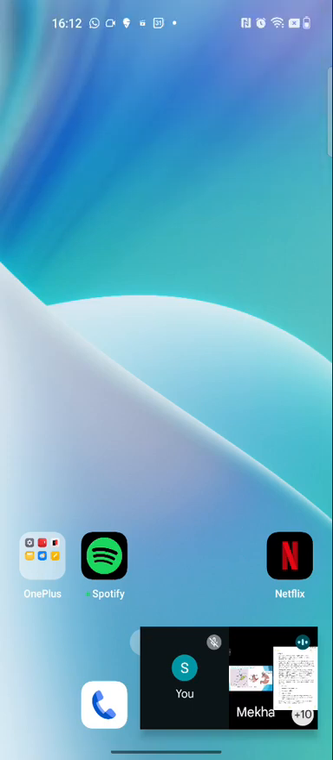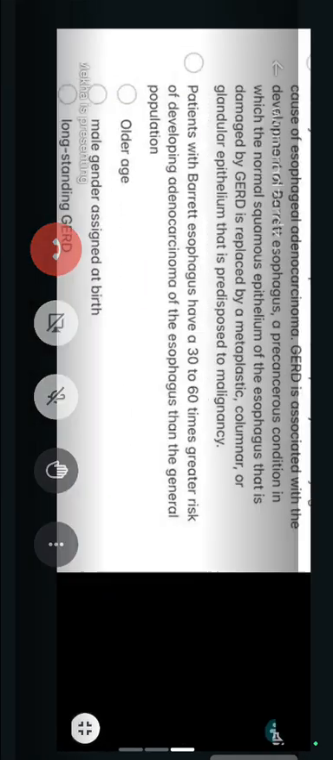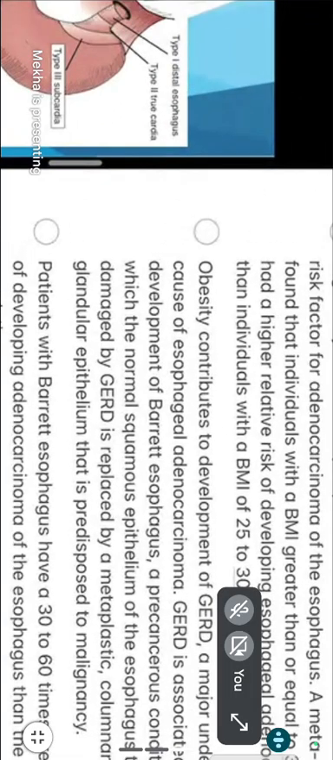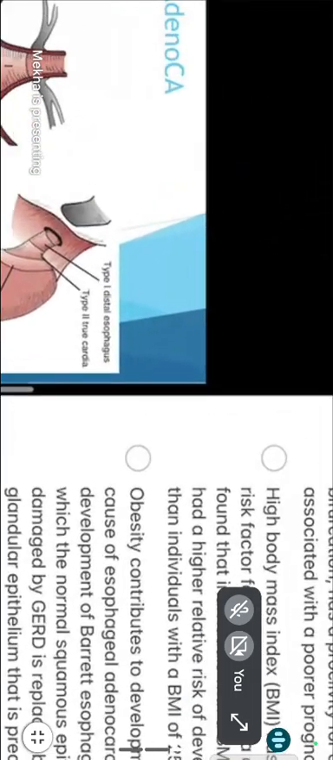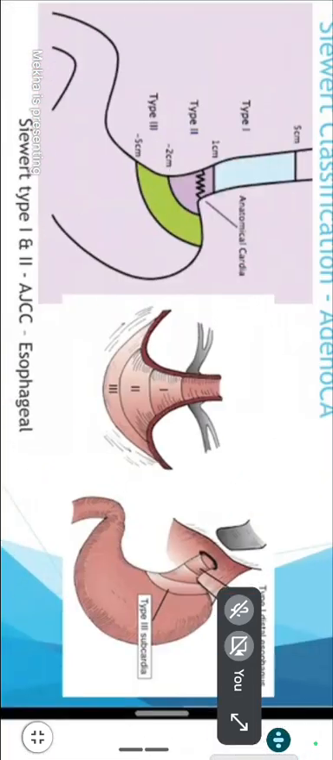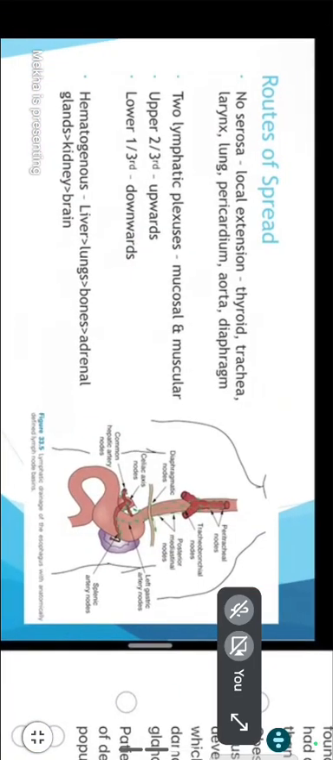Above the GE junction is type 1, above 1 centimeter, below 2 centimeters is type 2. These two, type 1 and 2, are now being included in the esophageal carcinomas, while 2 to 5 centimeters, type 3, is being included under gastric. Alright, so something important to know.